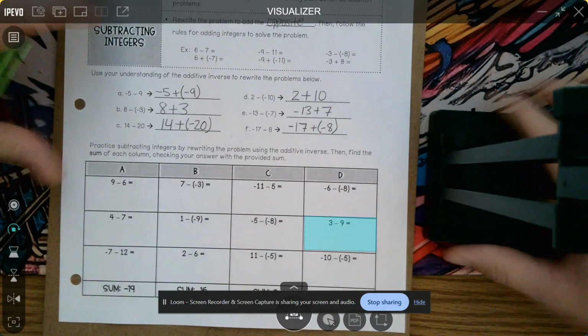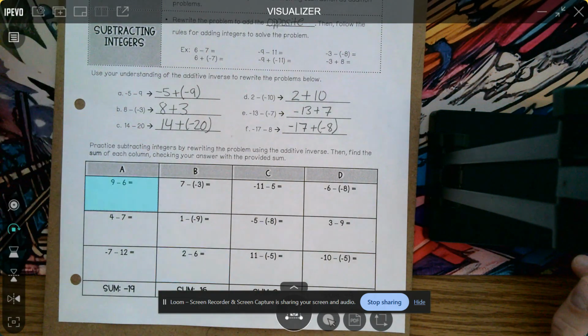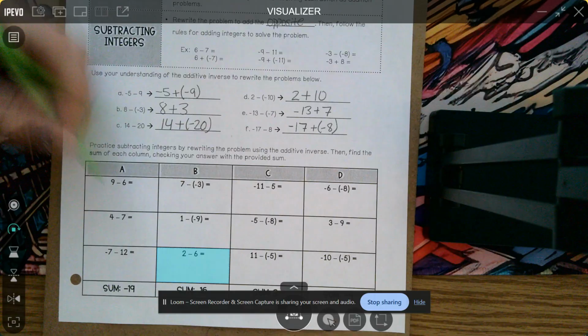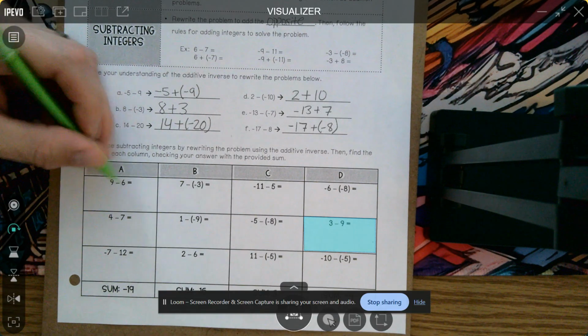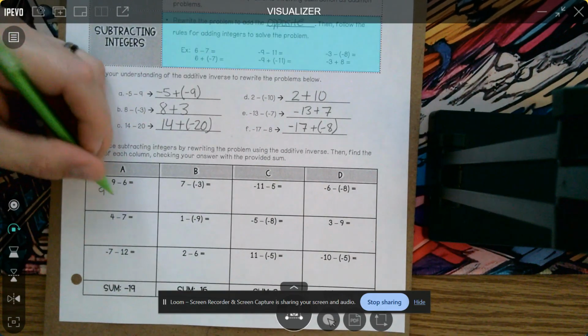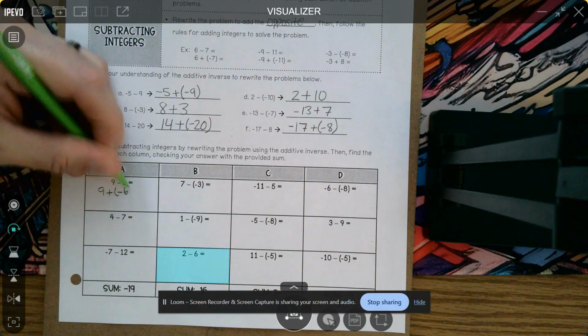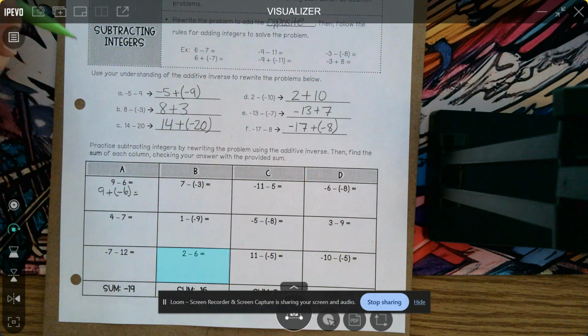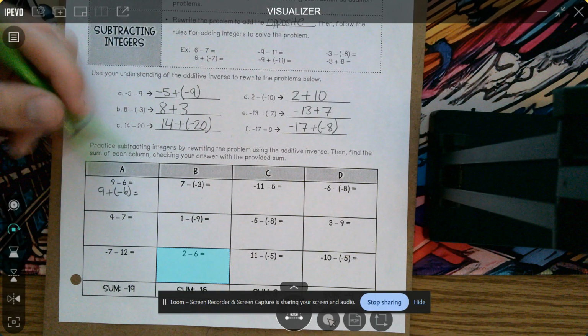I'm going to do columns A and C, and you're going to be doing B and D yourselves. Here we go. 9 minus 6. We're going to be solving now. 9 minus 6 becomes 9 plus -6. Using your rules of addition, we subtract and take the sign of the bigger number. This becomes +3.